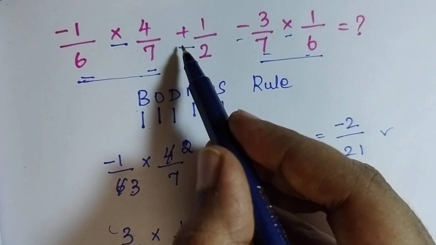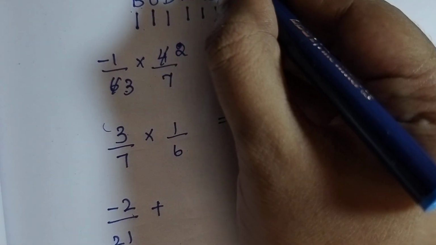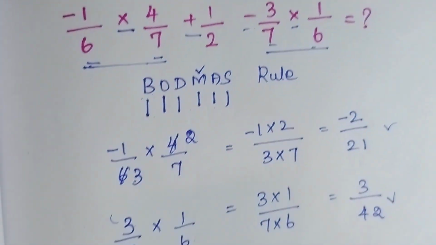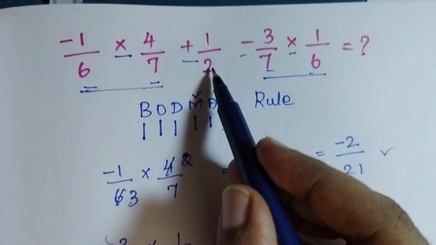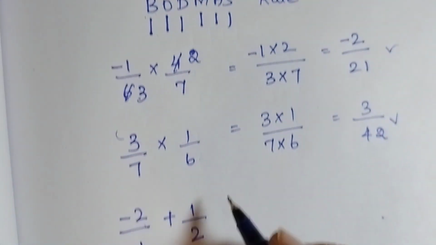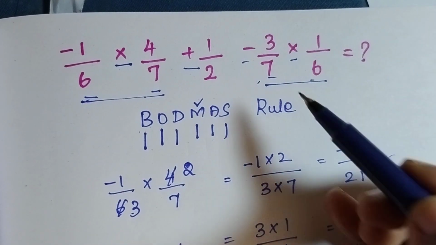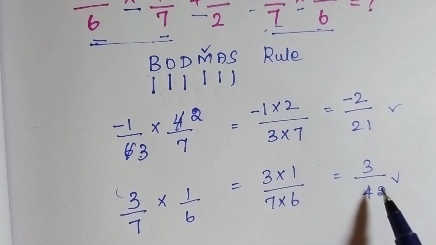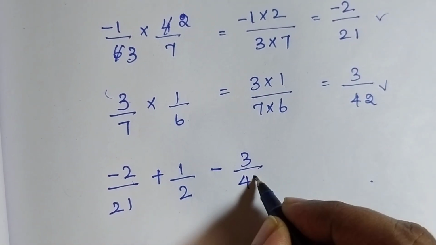After that, followed by plus, I am going to write that plus here. After that, followed by 1 by 2, I am going to write this 1 by 2 here. After 1 by 2, it is followed by minus, so I am going to write this minus here. Instead of 3 by 7 into 1 by 6, I will get the value 3 by 42. I am going to write this value here, so 3 divided by 42.